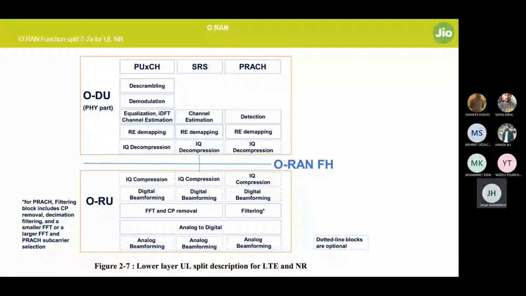As you can see, you have scrambling, modulation, equalization, IQ compression and decompression. And all these blocks are distributed among these two physical layers, high and low.